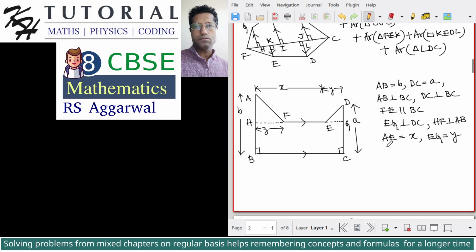And also it is given HF is equal to Z. So clearly we can have FE will be equal to AE minus AF, which is equal to x minus Z, and also BC we can see is equal to x plus y.